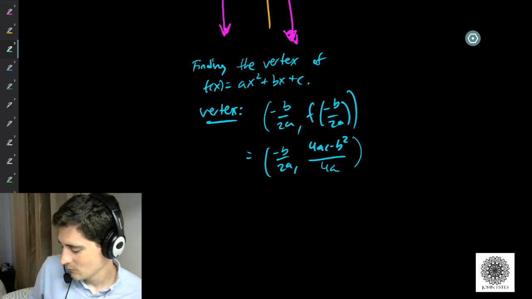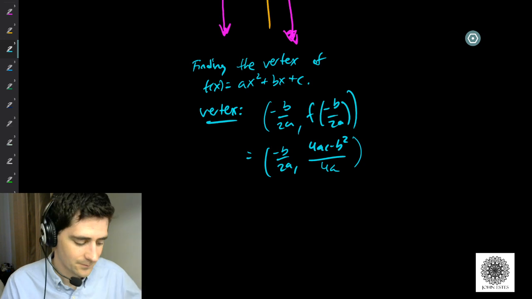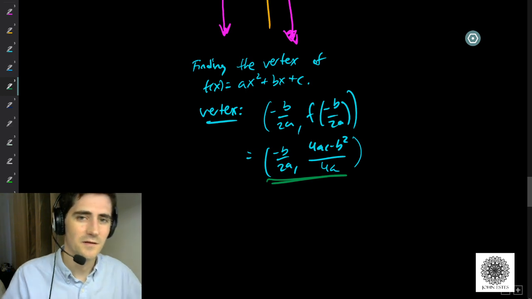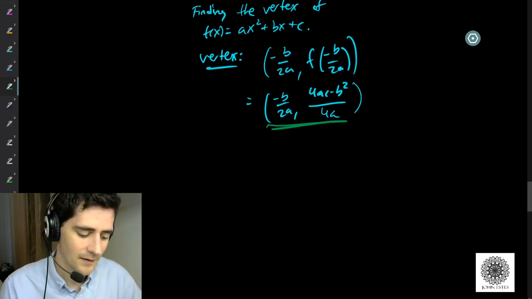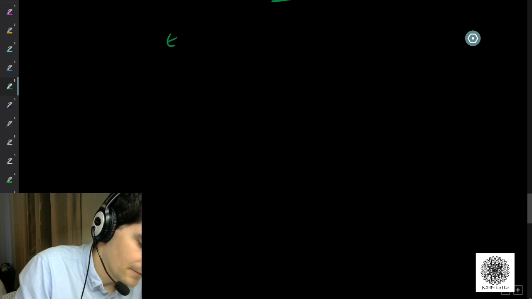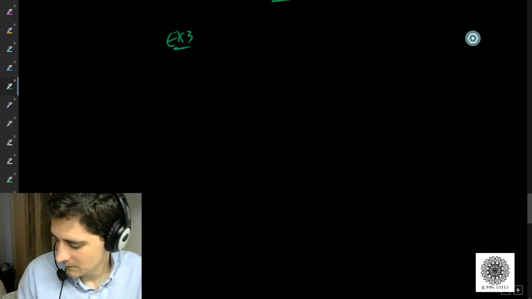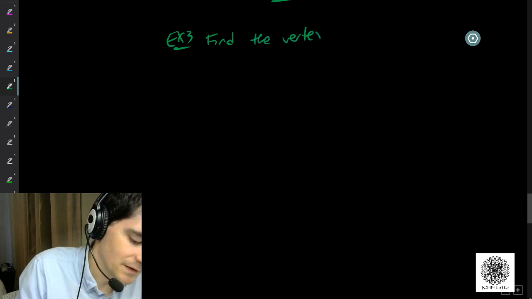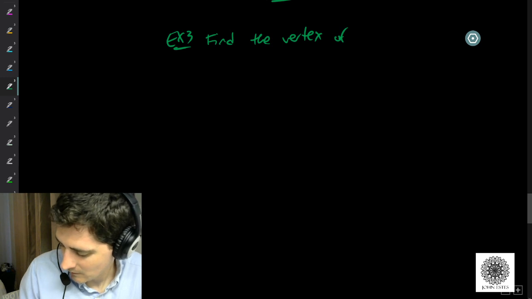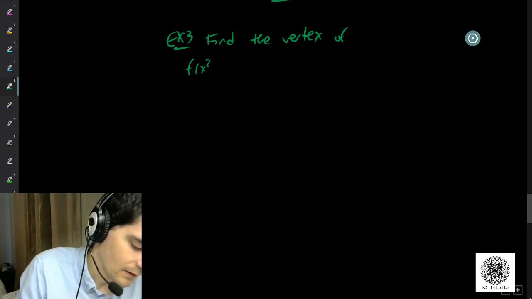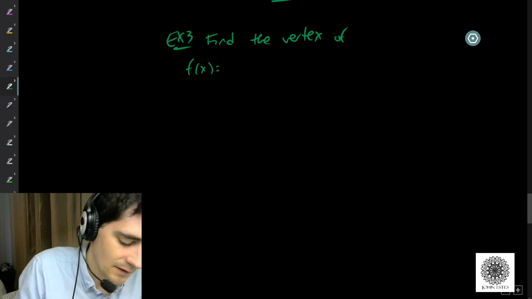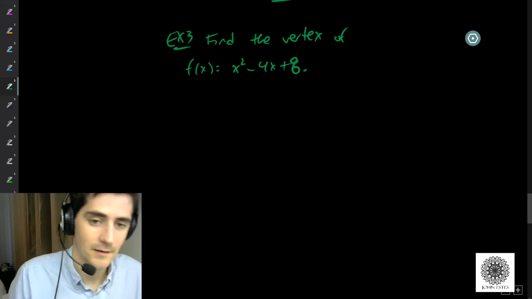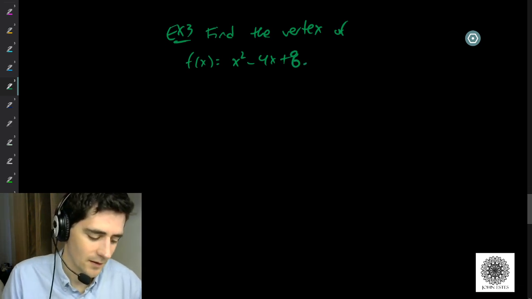Okay, let's try one more. And I'm not gonna do this. I'm gonna do the completing the square again. I want to make sure we feel good about it. All right, so this is example 3. Let's just find the vertex. We won't worry about the graphing. Let's just find the vertex of f of x equals x squared minus 4x plus 8, like that. Okay, x squared minus 4x plus 8.